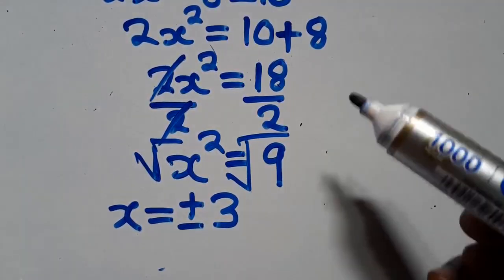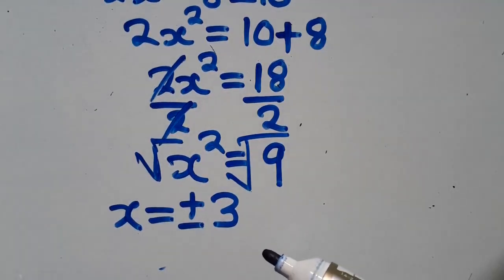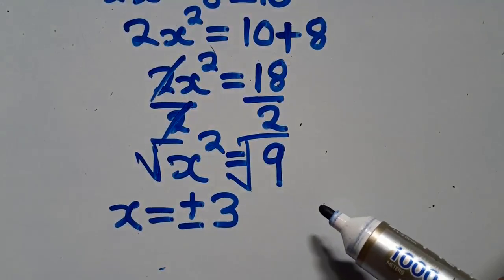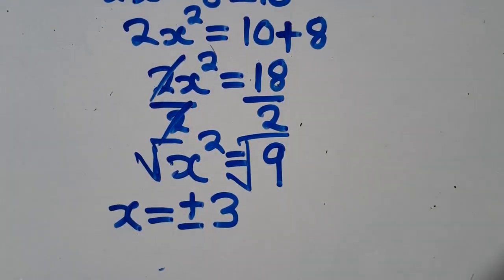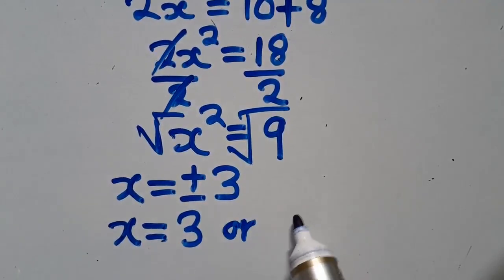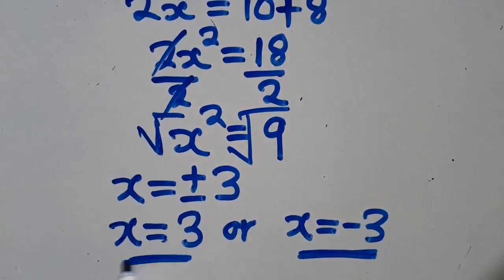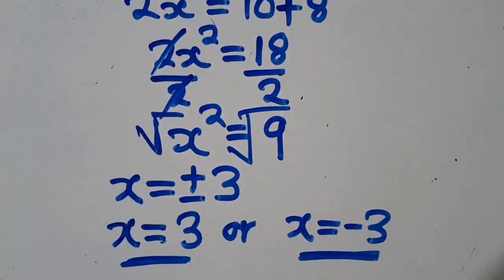So in a case where a question comes in this manner, just know that they are going to specify that you write the positive value or the negative value. That's how questions will be coming. So you can now conclude that x is equal to 3 or x is equal to negative 3. Two answers. These are the answers that we need to understand.